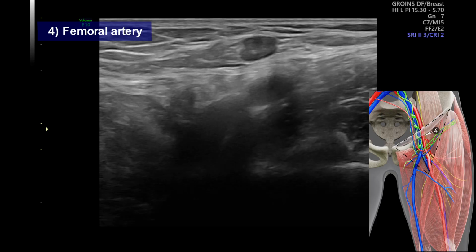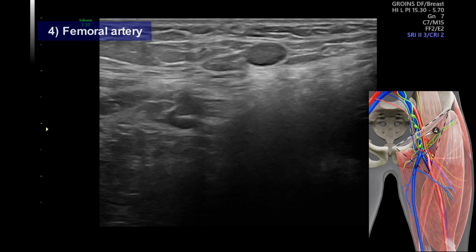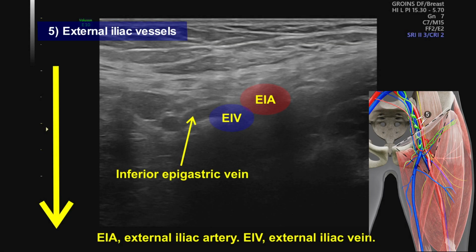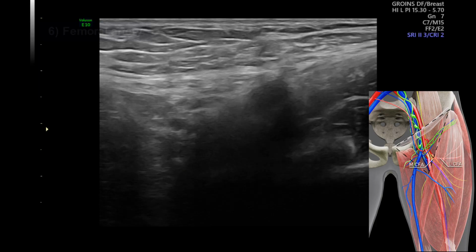After the passage through the vascular lacuna underneath the inguinal ligament, the femoral vein and artery continue as the external iliac vein and artery. The external iliac vein receives the inferior epigastric vein, which is accompanied by an inferior epigastric artery.